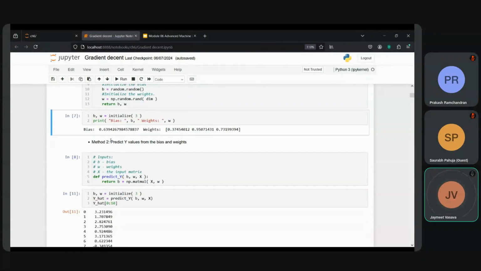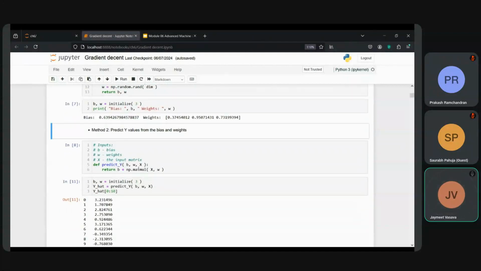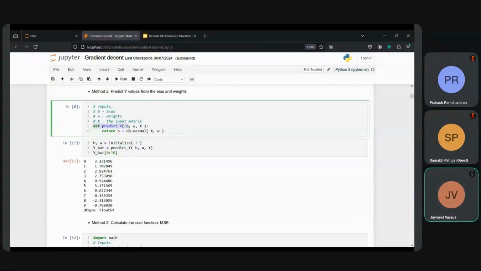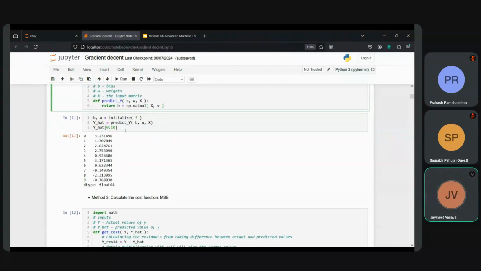Next, we predict the values of y from the bias and the weights. Because we are trying to predict the values of y based on bias and weights, we defined a function which returns the values of y based on that. When we got the predicted values saved in y hat using predict y, these are the values that we got.